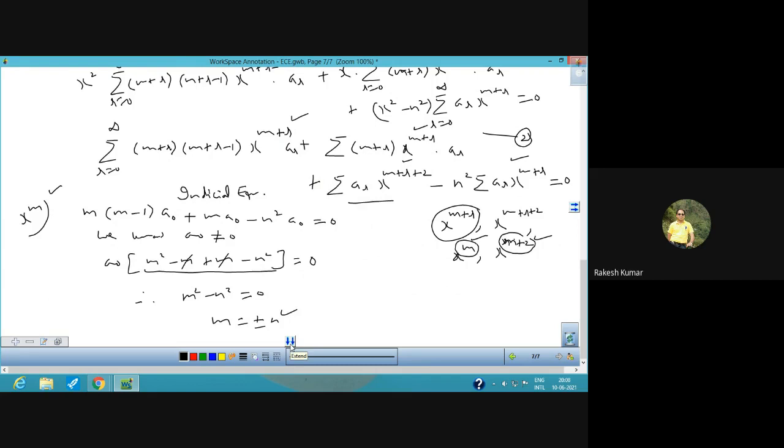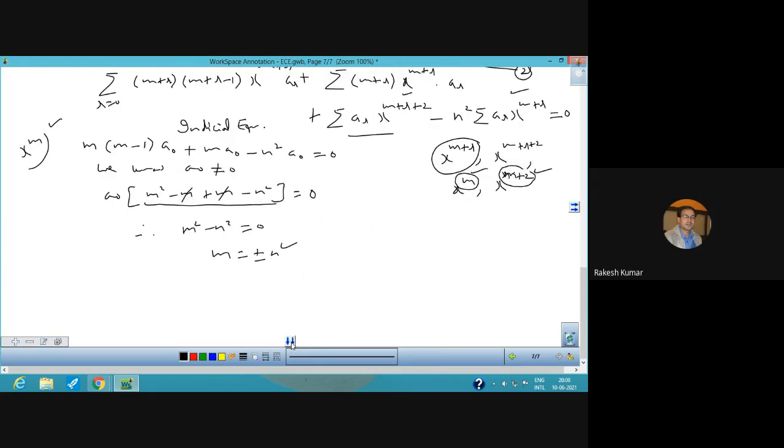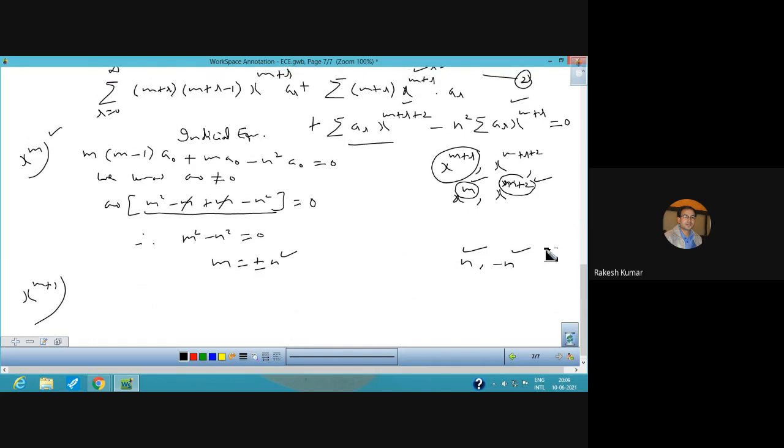Now initial equation से हमारे पास m की values आ गई. It means the roots are n and minus n. Obviously the roots are different. One root is positive n and second root is negative n. So we have to find out the solution for these roots of the given differential equation. After equating x raised to power m, the next coefficient will be x raised to power m plus 1. So by putting ये coefficient कब आएगा जब आप r की value 1 use करेंगे.